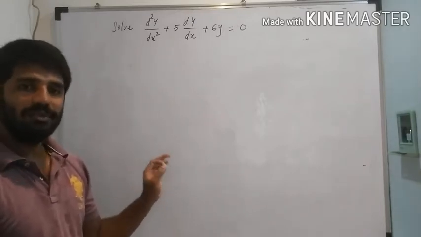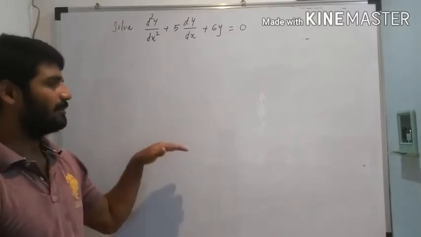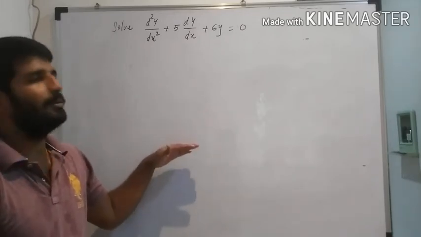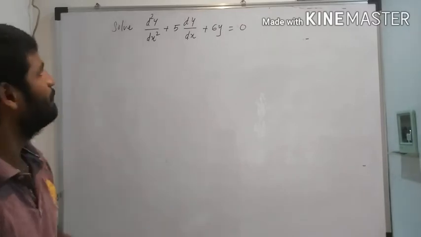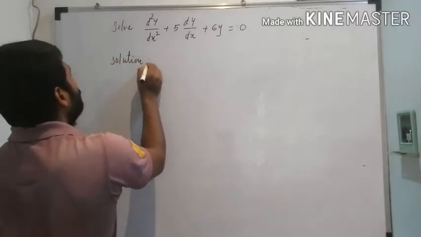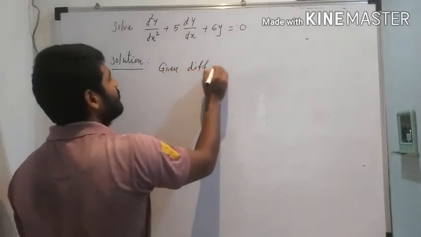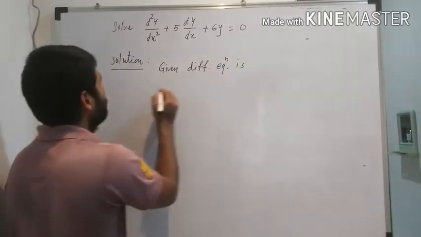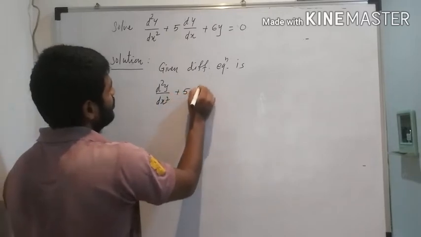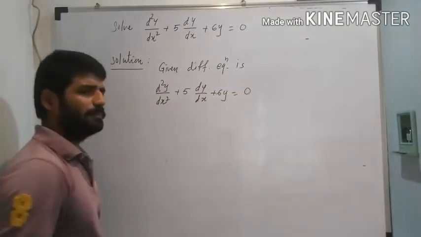And after that we have to observe the roots and see the nature of the roots. If roots are real and distinct, then we know how to write the complementary function, and if roots are real and repeated, then you also know how to write the complementary function. So see the solution. The given differential equation is d square y by dx square plus 5 into dy by dx plus 6 into y is equal to 0.